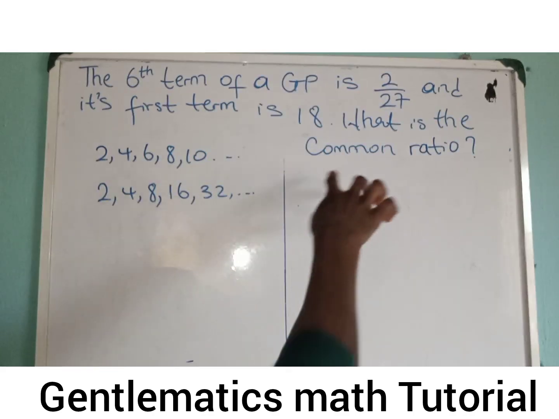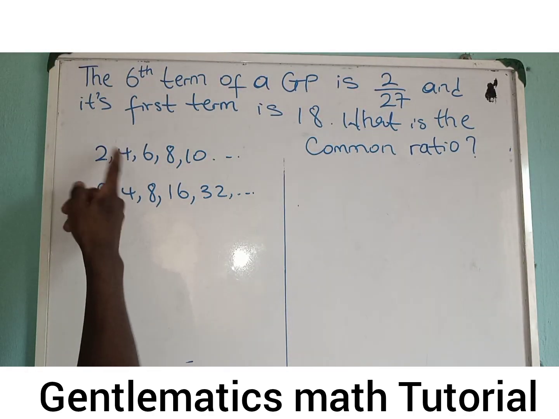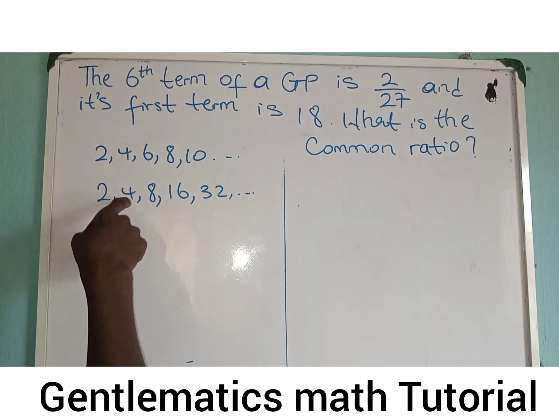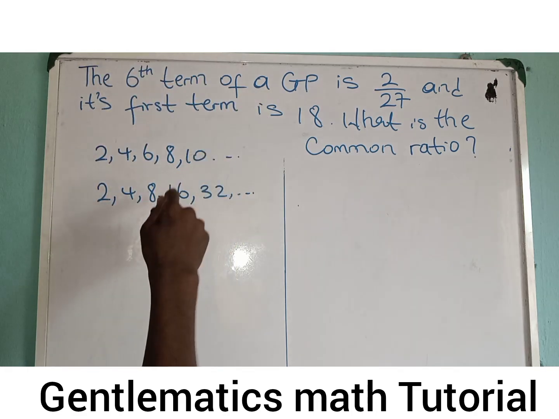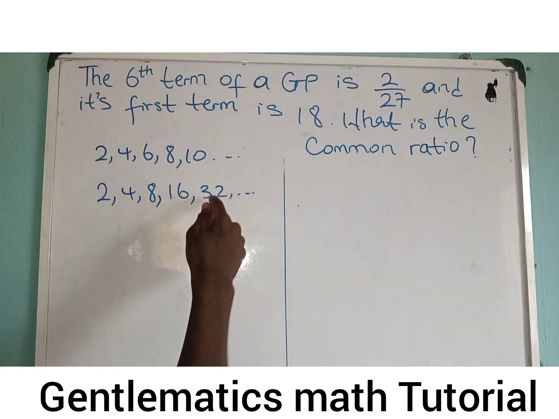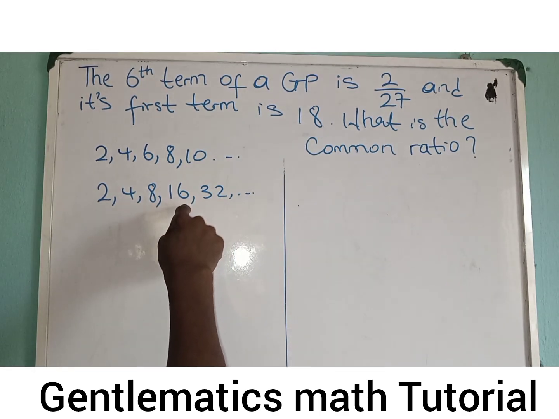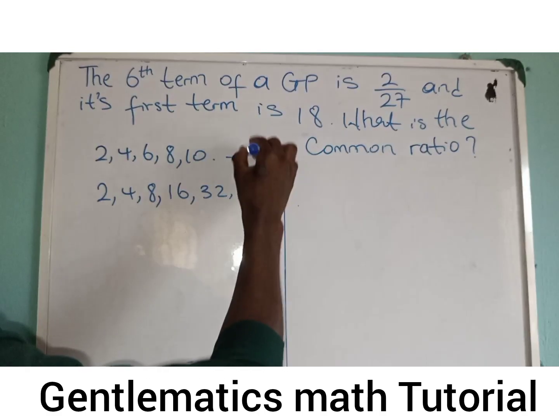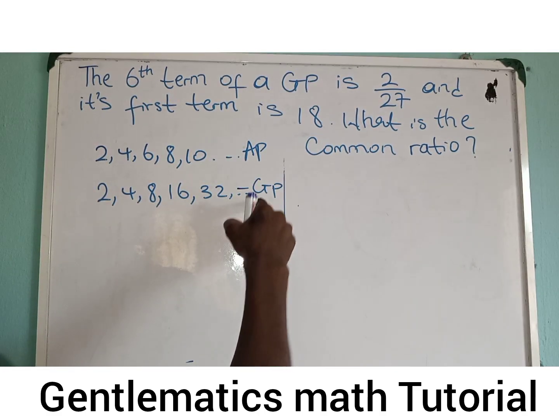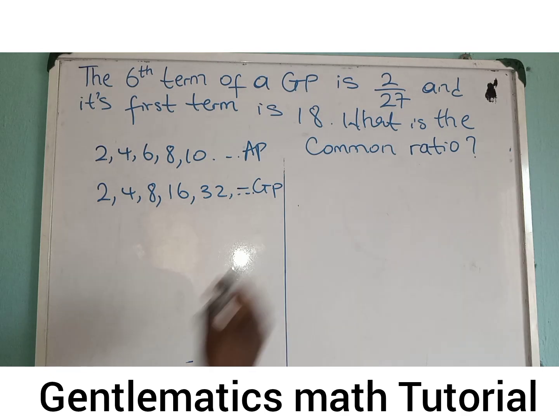But once they have the same common ratio, we call it a GP. How will you know the common ratio? Instead of subtracting here, we're now dividing. 4 divided by 2 will give us 2. 8 divided by 4 will give us 2. 16 divided by 8 will give us 2. 32 divided by 16 will still give us 2. So the common ratio here is 2. So this one is called a GP, while this one is an AP. Geometric progression, arithmetic progression. So now you have to find the common ratio given this.